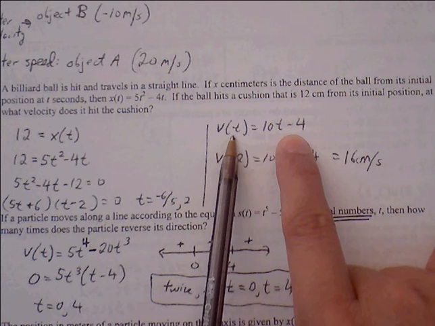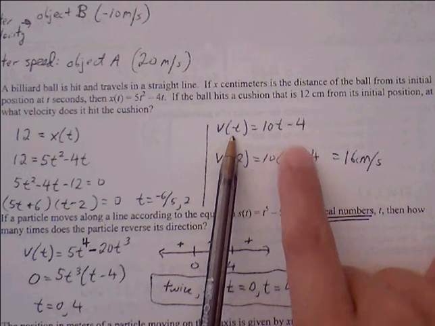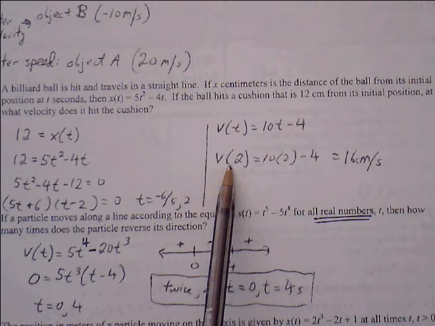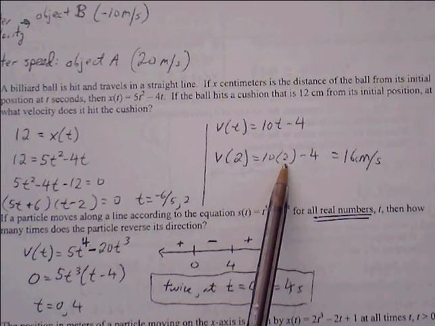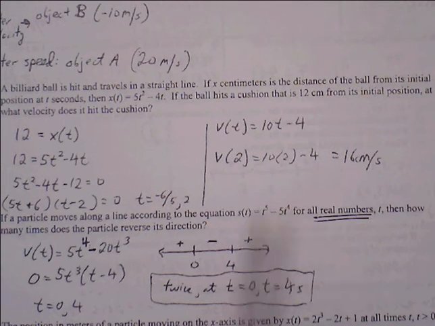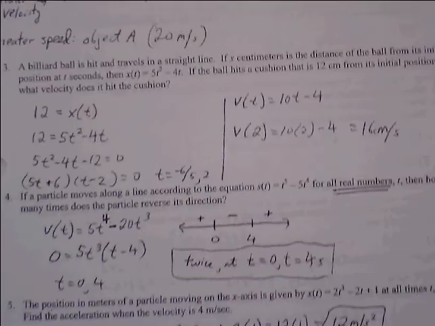So we know the velocity function going through power rule is 10t minus 4. So now we can plug 2 into the velocity function to find the velocity at that moment in time. 10 times 2 is 20. 20 minus 4 is 16. So 16 meters per second.